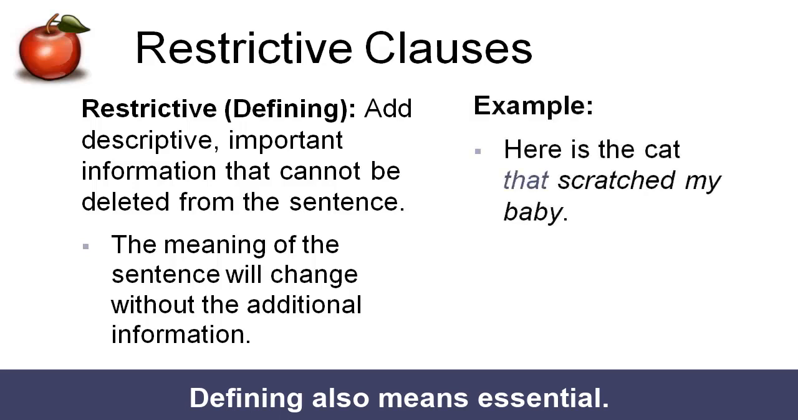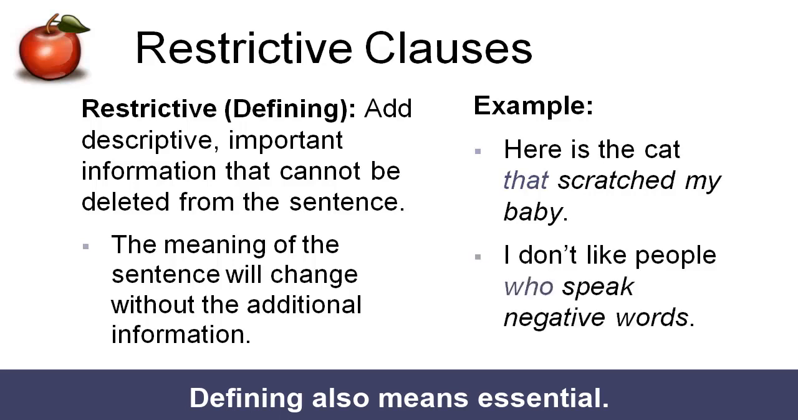For example, here is the cat that scratched my baby. You have the relative pronoun that, so the clause is that scratched my baby. Without that clause, you only have here is the cat. Well, that's sort of open-ended and confusing. And that's why you add that relative clause to give the detail that this is the cat that scratched my baby.